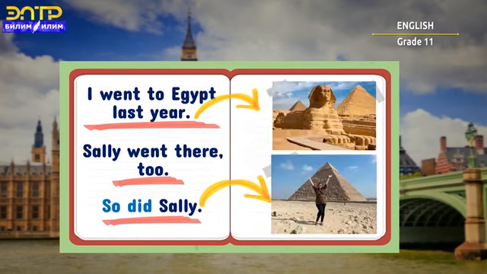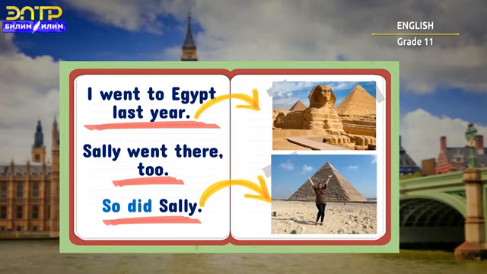Let's see the last sentence. Rim says, I went to Egypt last year. What about the girl Sally? Sally went there too. Both Rim and Sally went to Egypt last year. We can say it in another way: "so did Sally," to express that Sally went there too, starting with "so," and a helping verb "did" of the past simple and the subject Sally.